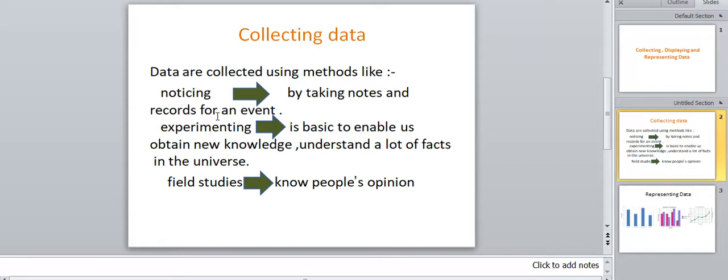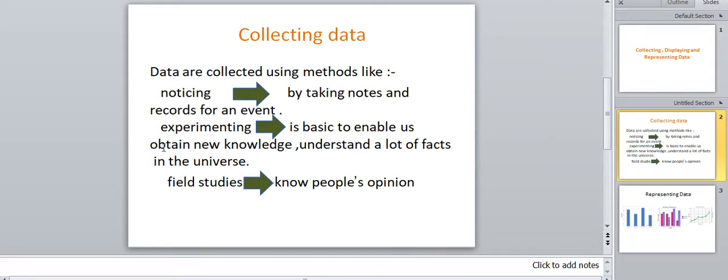Like we are recording notes for how many sales of a supermarket for 1 week, how many people visit a park for 1 week, etc. That's how we take notes or records to know the data of somewhere or some people.